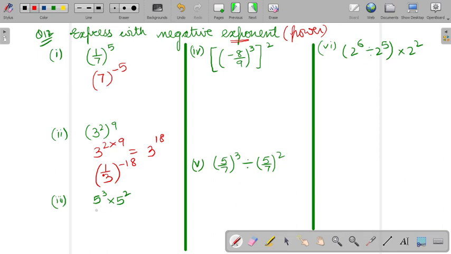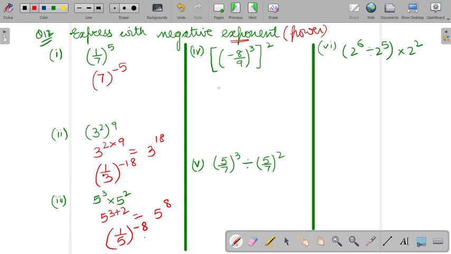So first thing in the third part, you will solve it since bases are same. And it is in the multiplication form. So add the power. So it will become 5 power 8. Now write it in negative exponent. So what should it become? 1 by 5 power minus 8.